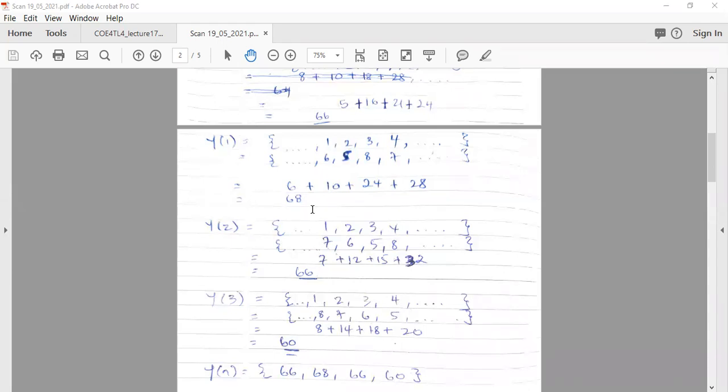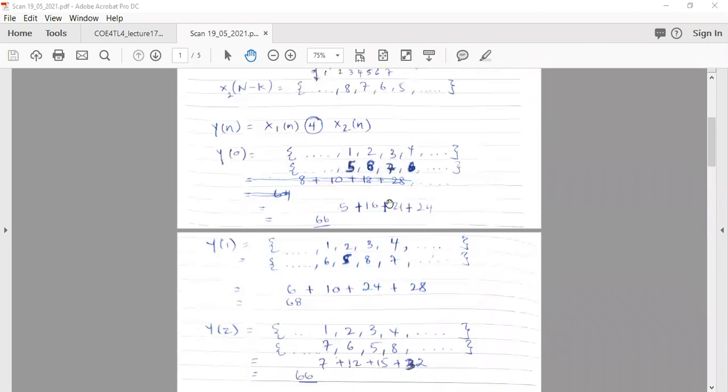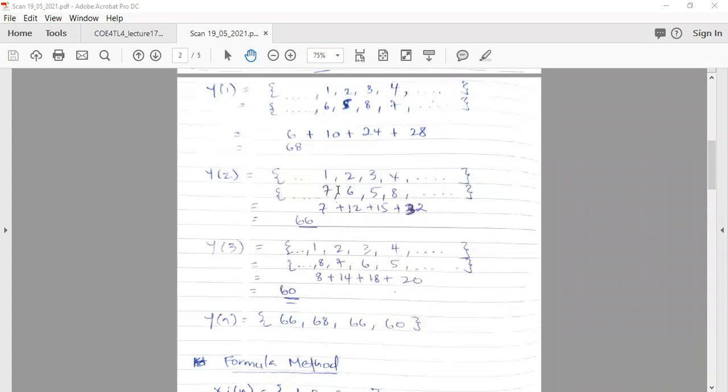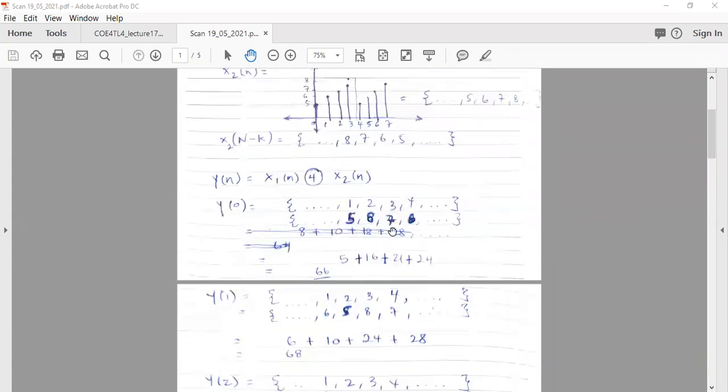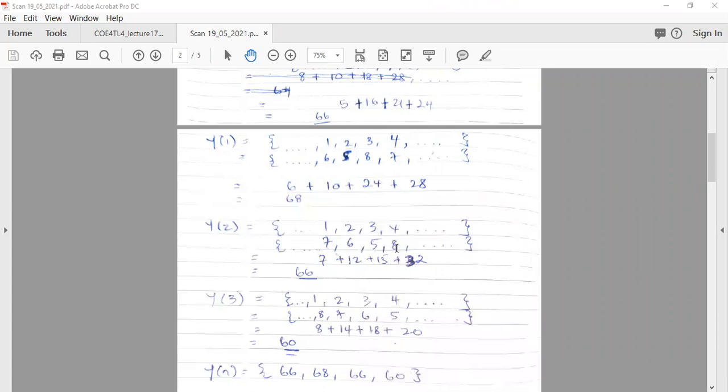Then y of 2, what happens? You shift the initial sequence of 5 by 2 units. That 5 was initially over here. Now it has shifted 2 units, 1, 2. Just after 5, you go back and start with 8. So that is what you are getting here: 5, 8, and then the 7 and 6 come in front.